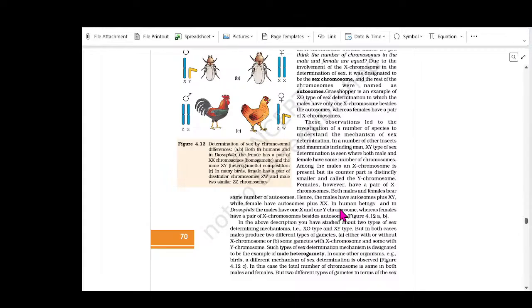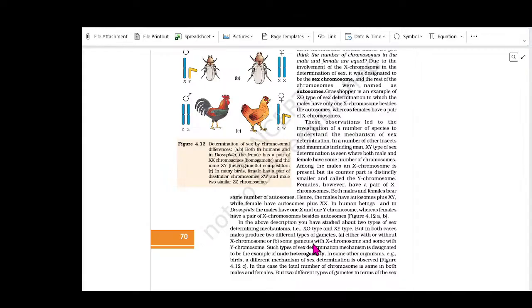In human beings and in Drosophila melanogaster, the males have one X and one Y chromosome, whereas females have a pair of X chromosomes beside autosomes. This means the sex determination of human beings and Drosophila is the same. In the above description, you have studied two types of sex determining mechanisms, XO and XY type, but in both cases, males produce two different types of gametes, either with or without X chromosome, or some gametes with X chromosome and some with Y chromosome. Such a type of sex determination mechanism is designated as an example of male heterogamety.